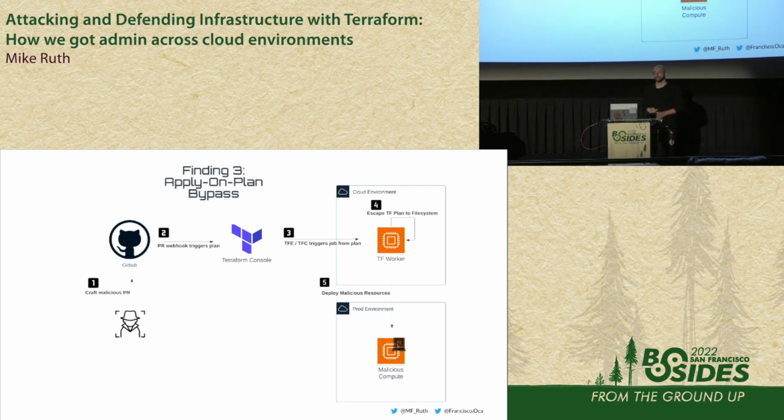Similar to our last two findings, finding 3 is the apply on plan bypass. Again, a malicious PR gets crafted, the PR kicks off a plan, and the plan goes and runs. We perform an escape from the context of the plan onto the underlying file system. And instead of sending the exfiltration results to, say, the console or to a listener, we actually write malicious resources into the environment itself.